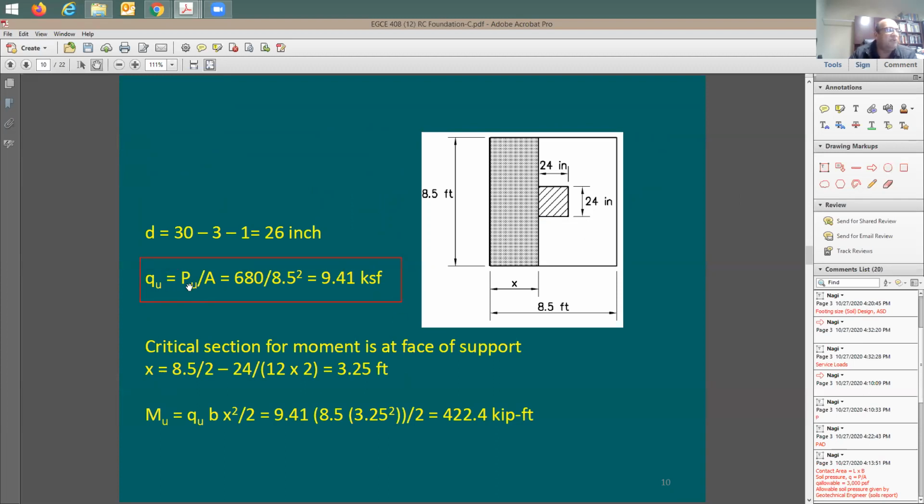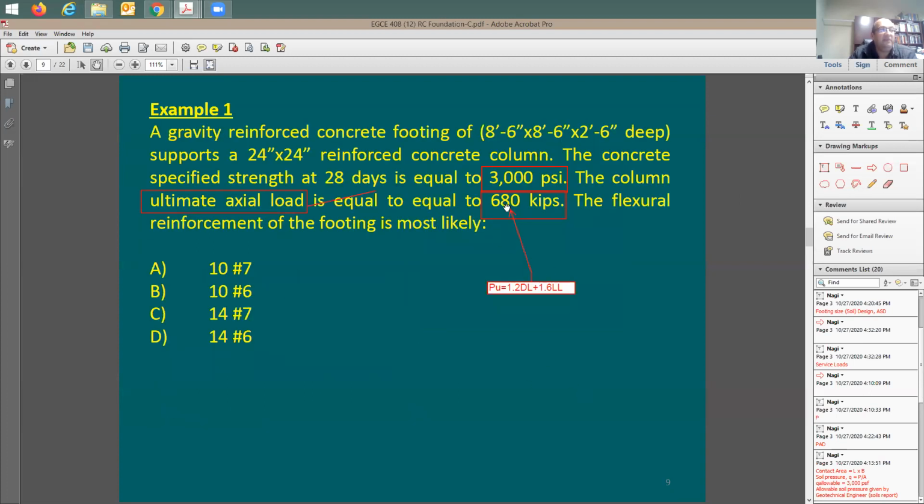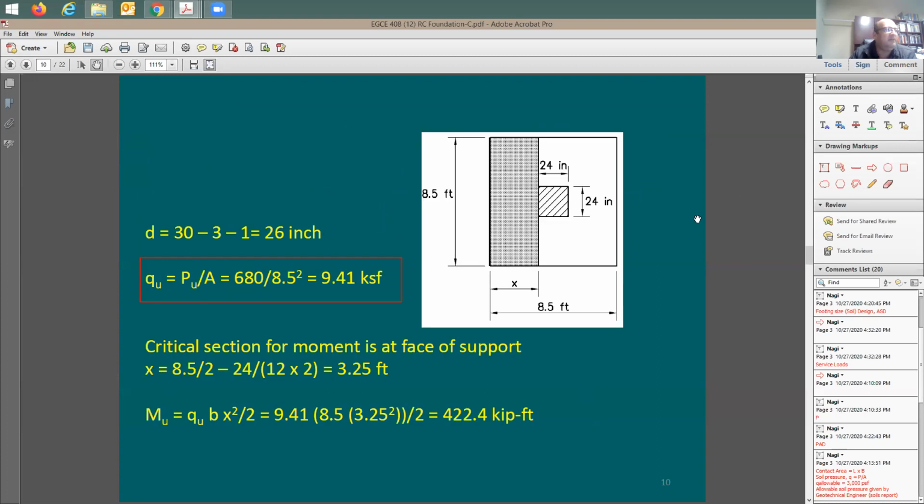What's Q ultimate? It's going to be equal to P ultimate divided by the contact area between the footing and the soil. How much is P ultimate? 680, as it says here. And the footing dimensions are 8.5 by 8.5. So, Q ultimate, which means soil pressure under this footing. Here's the plan of the footing, 8.5 feet by 8.5 feet. Forget about this hatching for a second. And here's the column, 24 by 24. Ultimate pressure is going to be equal to 680 divided by 8.5 squared, the contact area. With that, you have 9.41 kip per square foot, which is 9,410 pound per square foot. But this is at the ultimate level, not the surface level.